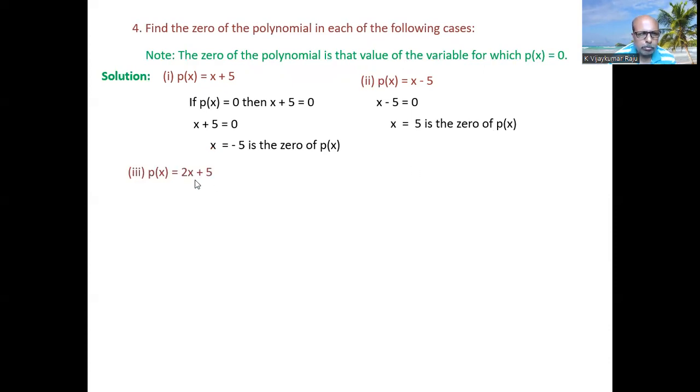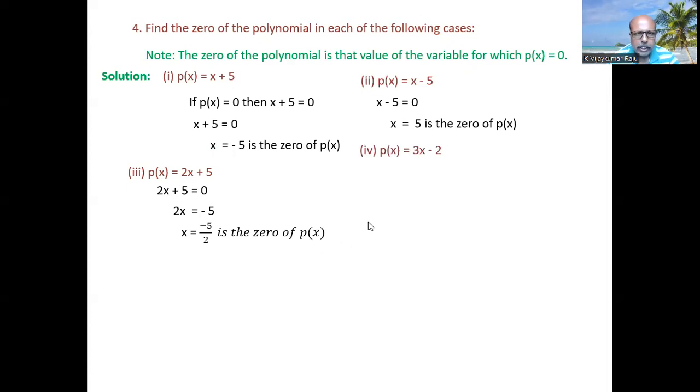2x plus 5 must be 0 because p of x must be 0. So 2x plus 5 is 0. Take this 5 to the other side, it becomes minus 5. 2x equals minus 5. This 2 you bring down, it becomes minus 5 by 2. So this is the zero of p of x.